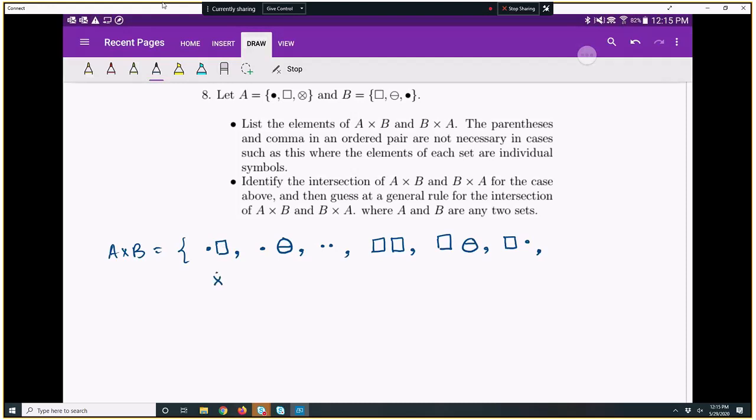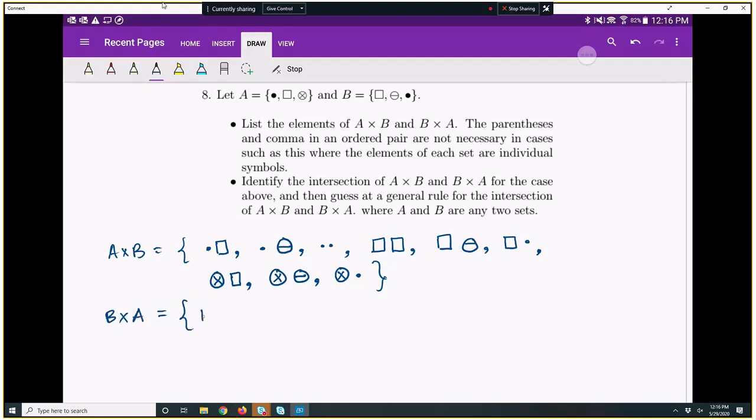So then I have cross square is an element. The cross with the circle with a line through it is an element, and the cross with the dot is an element. And I can count. I have 1, 2, 3, 4, 5, 6, 7, 8, 9. 3 times 3, that should be correct. Then I'll do the same for B cross A.